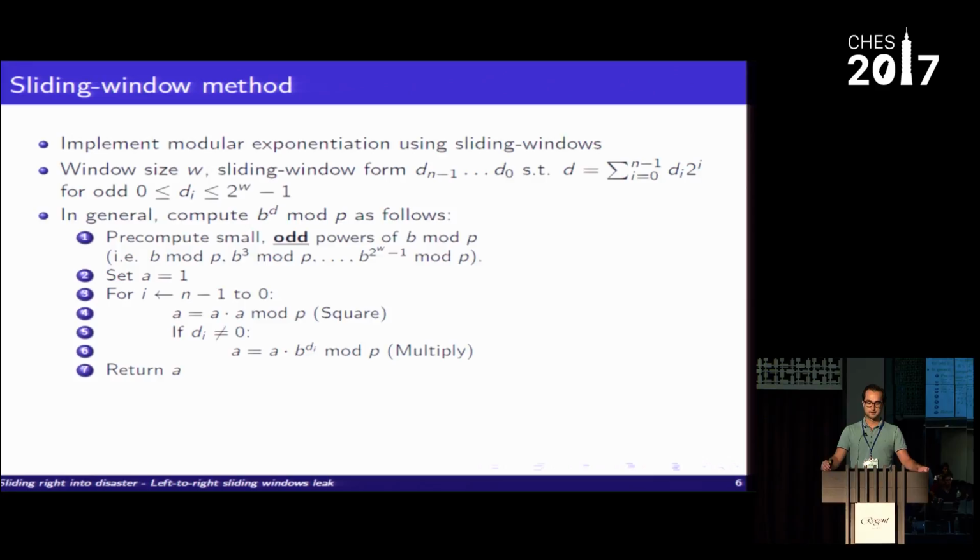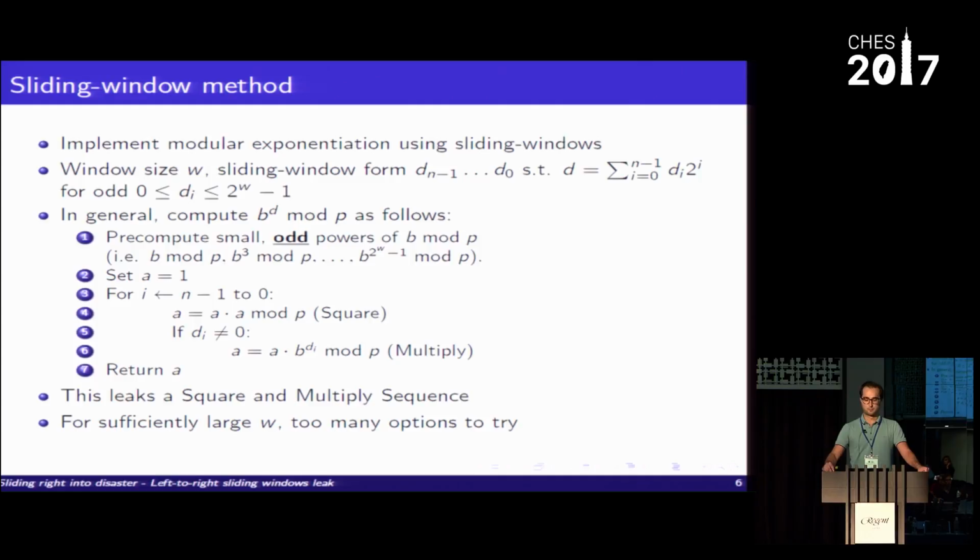So note that we have a branch whenever d_i is not equal to 0. So this leads to a so-called square and multiply sequence. It's not constant time. One of the first side channel attacks on RSA was when the sliding window form was simply the binary form of d. But if you take sufficiently large W, and you take the largest possible values for the d_i, then there are too many options to try to do a full key recovery. So this is the common knowledge that, okay, it does leak some information, but it's not enough.